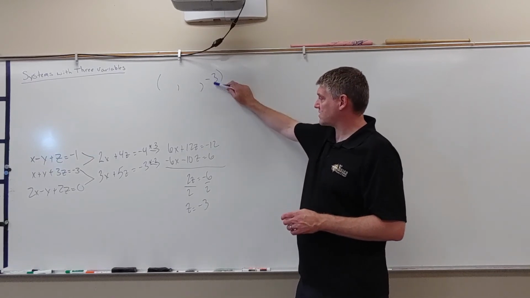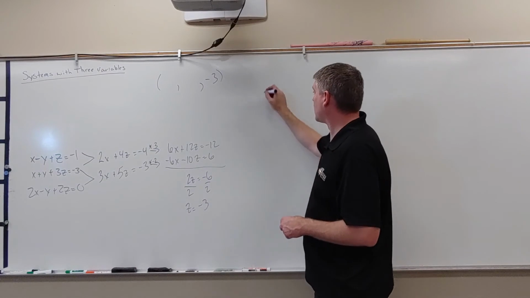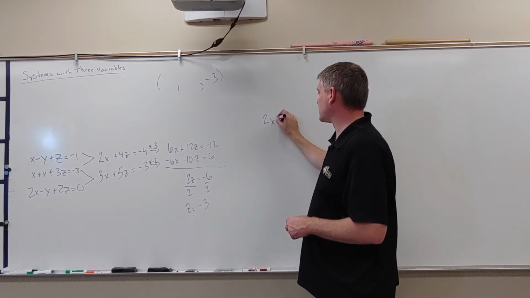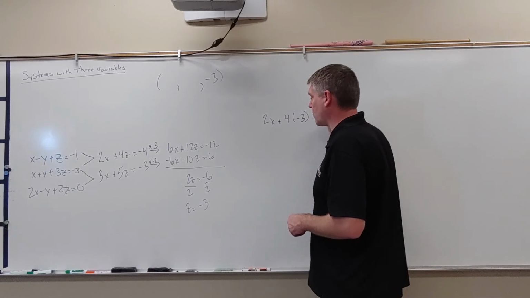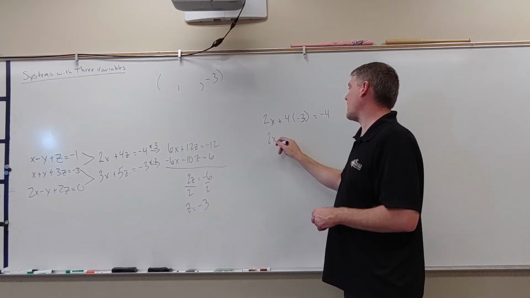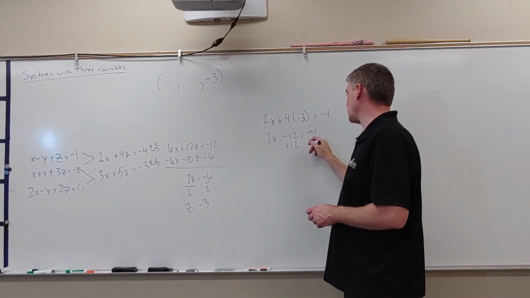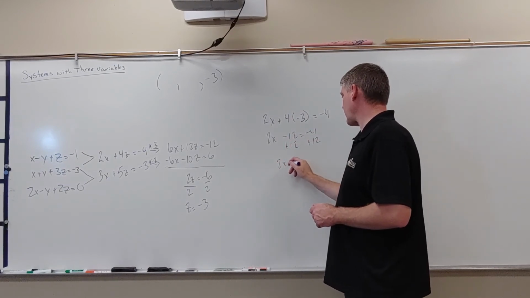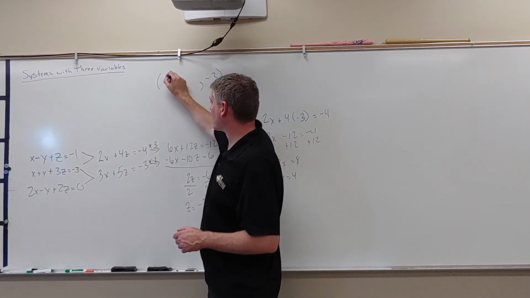So I'm going to take this negative 3 and plug it back in. I'm going to plug it back in here. So I have 2x plus 4 times negative 3 equals negative 4. 2x minus 12 equals negative 4. Add my 12 over. 2x equals 8, or x equals 4. So now I know x equals 4.